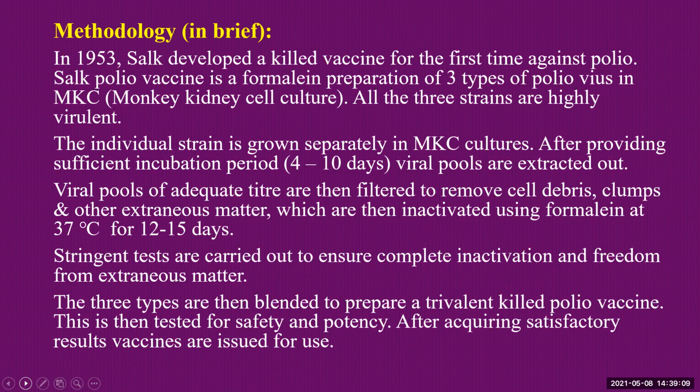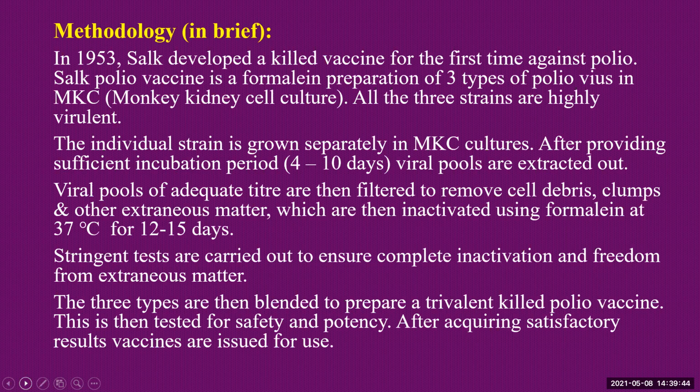Let us discuss the method in brief first. In 1953, Salk developed a killed vaccine for the first time against polio. Salk polio vaccine is a formalin preparation of 3 types of poliovirus grown in monkey kidney cell culture. All the 3 strains are grown on monkey kidney cell culture. All the 3 are highly virulent, and then all the 3 cultures are mixed and treated with formalin to inactivate the virus. And this is how trivalent polio vaccine is developed.